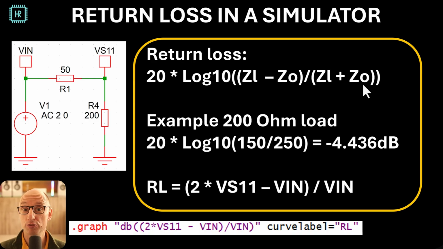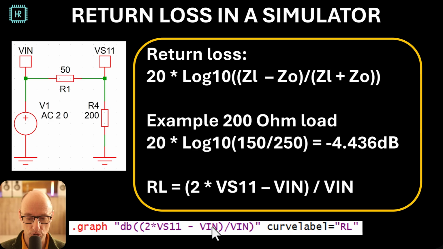Now the last thing we need before we can actually build a Wilkinson combiner inside the simulator is to know how to visualize return loss. This shows the formula for return loss that's generally known, and if we fill in an example like a 200 ohm load, then we get minus 4.4 decibels, and that's shown here. We have a 50 ohm source impedance and a 200 ohm load. We can calculate the return loss by taking 2 times the voltage here minus the voltage here and divide that by the voltage here. If we take the dB value of that, then we have the return loss in decibels.